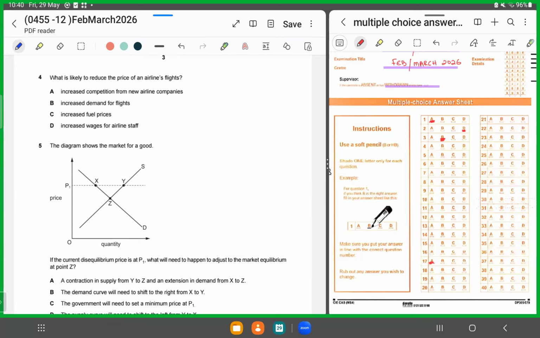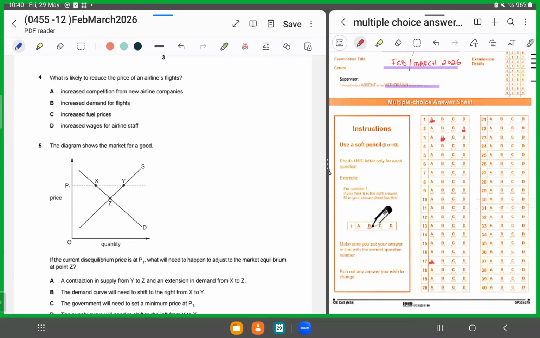MCQ number 4 says, what is likely to reduce the price of an airline's flights? So why do you think there would be a reduction in the ticket or the charges of an airline? A says increased competition from new airline companies. B says increased demand. C says increased fuel prices.